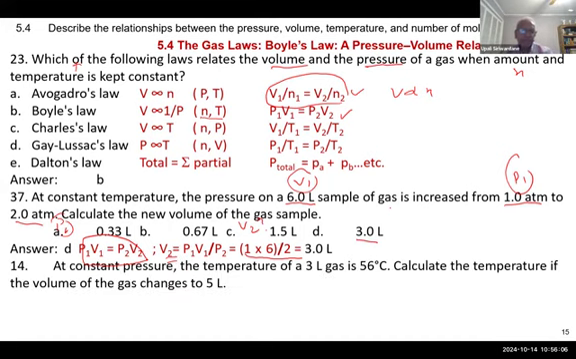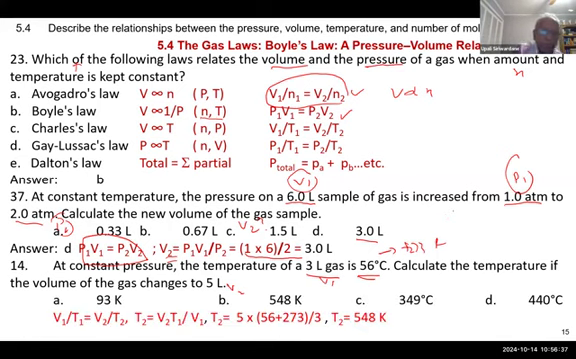At constant pressure, the temperature of a 3 liter gas, V1, calculate the temperature if the volume changes to V2. This is 56. Remember, this has to be converted to Kelvin. You add 273.